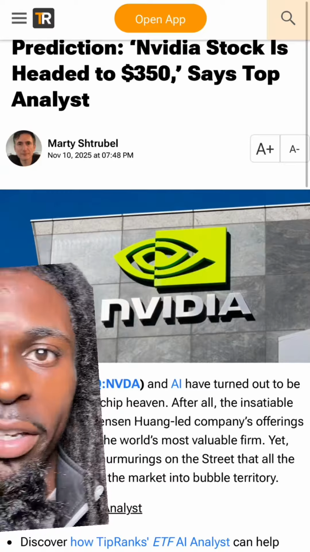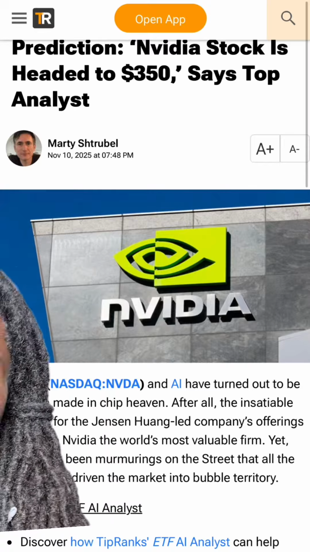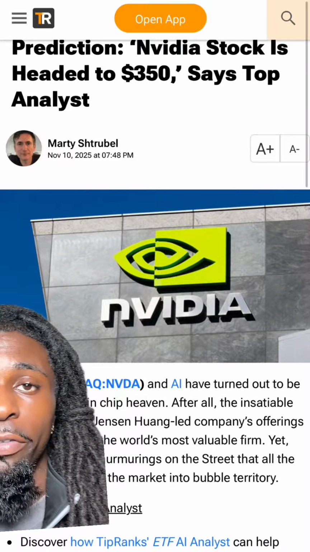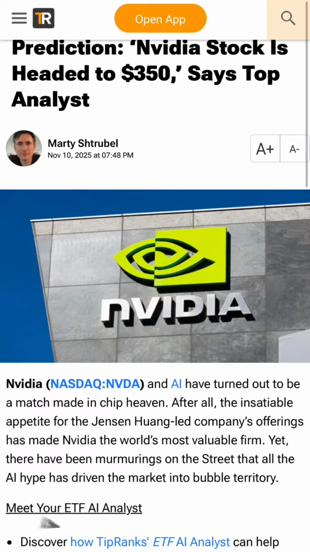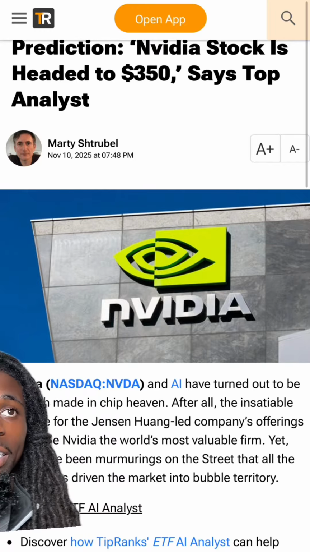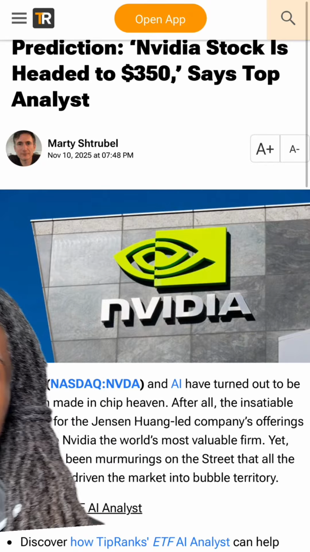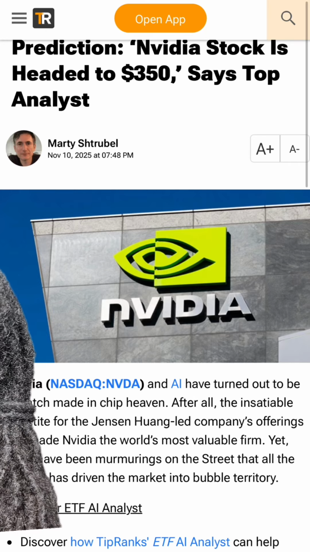Analysts are predicting NVIDIA to go to 350. It'll go way higher than that long term. AI and crypto are definitely going to be the future. It's going to take over. If you ain't invested in it, you should have at least 1% of your net worth in AI stocks and also crypto.